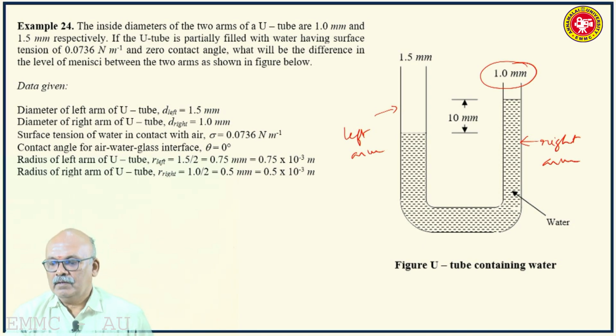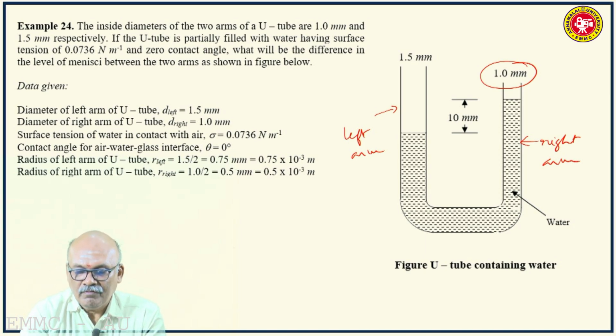So, it is partially filled with water. The diameter of the left arm of the U tube, that is D left, is 1.5 millimeter, diameter of the right arm of the U tube, D right, is 1 millimeter, surface tension of water in contact with the air is given, then contact angle for the air water glass interface is 0 degrees, then radius is nothing but you divide the diameter by 2, so for left and then for right arm.